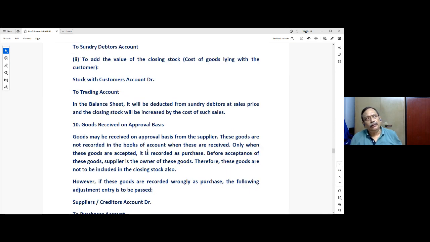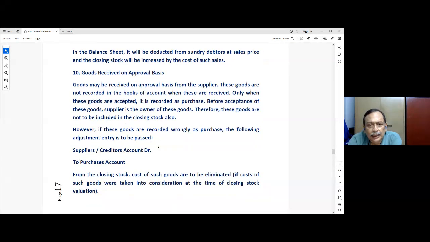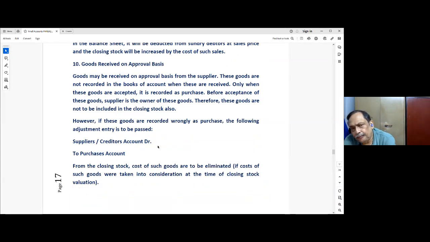Now we are coming to number 10 item. Goods received on approval basis. Goods may be received on approval basis from the supplier. These goods are not recorded in the books of account when these are received. Only when these goods are accepted, it is recorded as purchase. Before acceptance of these goods, supplier is the owner of these goods. Therefore, these goods are not to be included in the closing stock also.